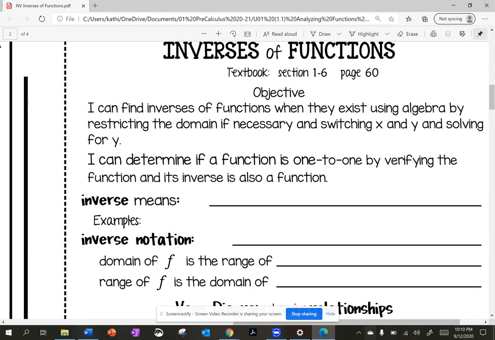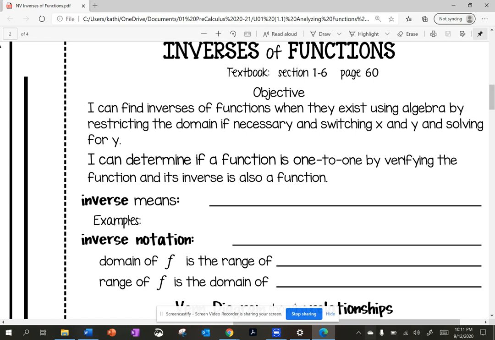The learning objective of today is: I can find inverses of functions when they exist using algebra, by restricting the domain if necessary, and switching x and y, solving for y. I can determine if a function is one-to-one by verifying the function and its inverse is also a function.